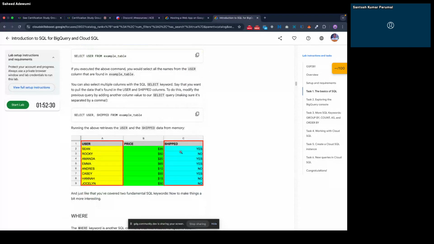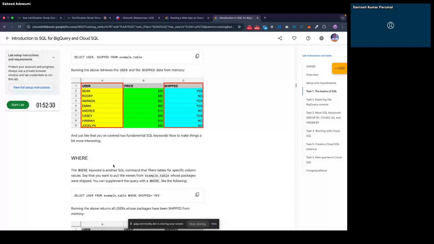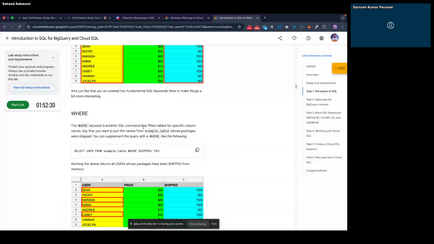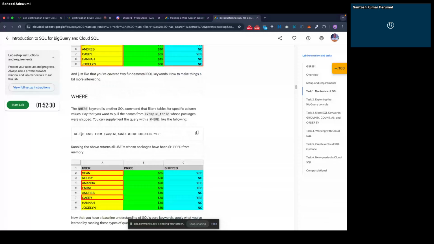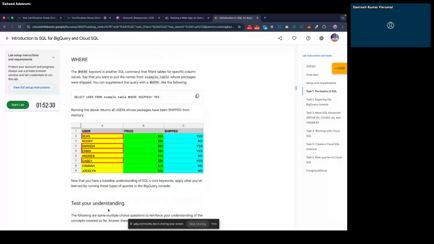So you are selecting these two tables. There's another keyword we have, where, to filter the table on a specific column. So: select user from a sample table, where shape is equal to yes. If you check this table, we have yes, yes, yes, yes. So we have like 4 rows, and that is the selected data. This is just a simple query we use to communicate with our structured database.